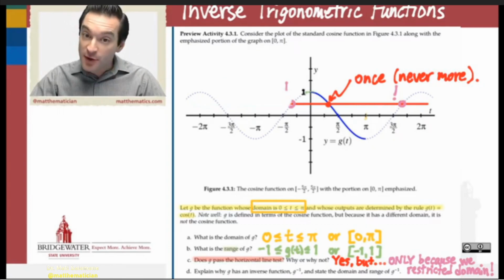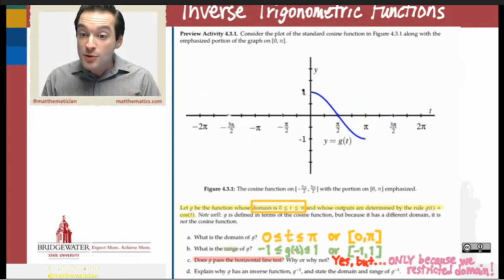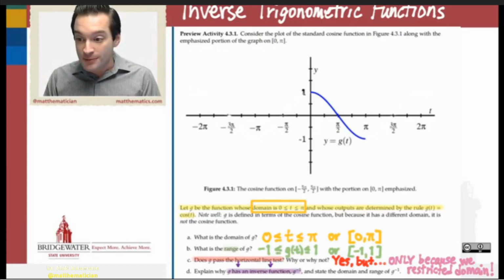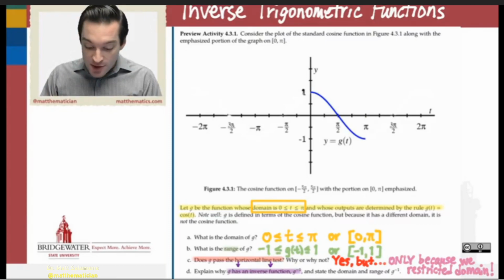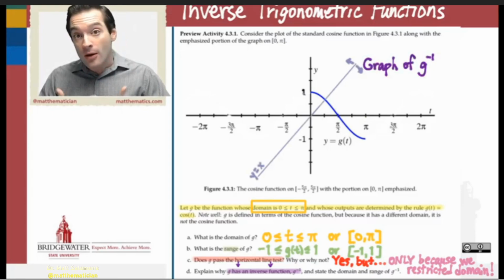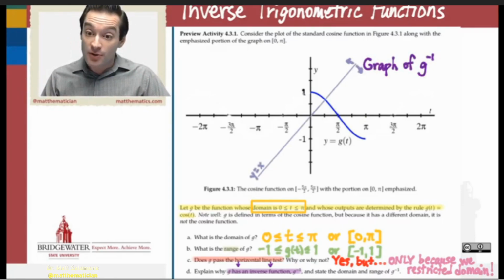So if we do restrict the domain, and we do get an inverse function for cosine, what are some of the properties of that inverse function? What would the domain and the range of the inverse of the cosine function be? We can figure that out by thinking about what the graph of the inverse function of cosine would look like.